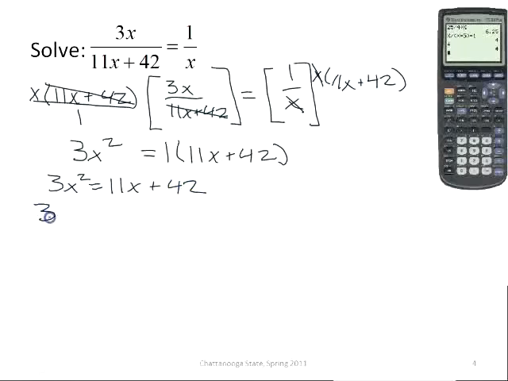Now this is a quadratic equation. So in order to solve it, I need to get it in standard form, which means I need it set equal to 0, and then I have to solve this.